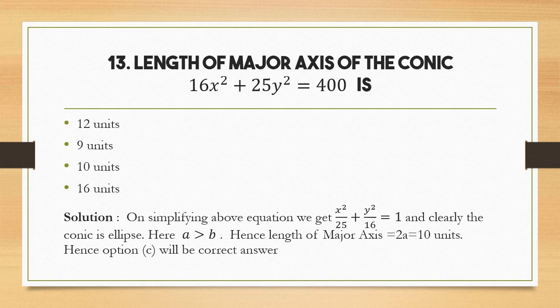Clearly it is an ellipse, and in this ellipse a squared is 25 and b squared is 16, so a is 5 and b is 4. Clearly a is greater than b, because 5 is greater than 4. We all know that in such a case of an ellipse, the major axis is 2a, and a is directly 5. Therefore 2 into 5 is 10 units. So for this particular question, option C is the right answer. Hope this is a clear-cut question. You will easily manage these things.